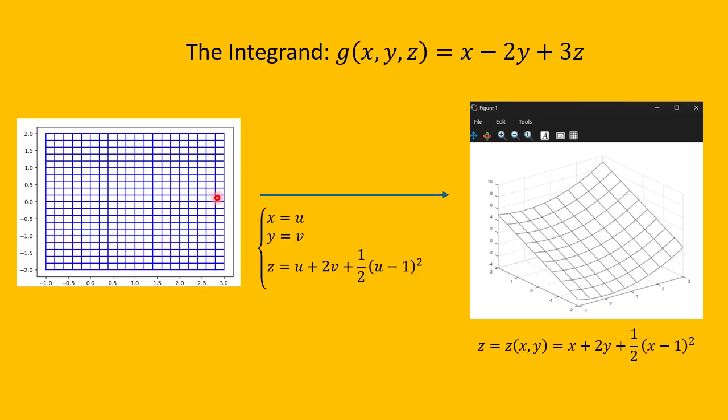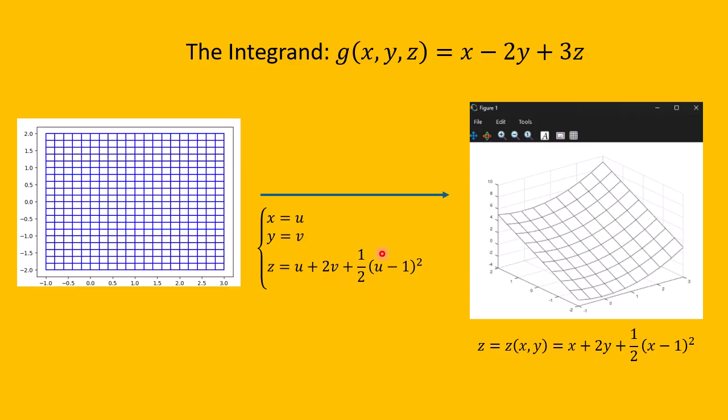So over here we have a region graphed in, let's call it u, v space. The horizontal axis represents u, the vertical axis represents values of v. So u is going to go from minus 1 to 3, and v is going to go from minus 2 to 2. So here's the parametric representation of this surface over here. We'll let x be u, we'll let y be v, and we'll let z be u plus 2 times v plus a half (u minus 1) squared.